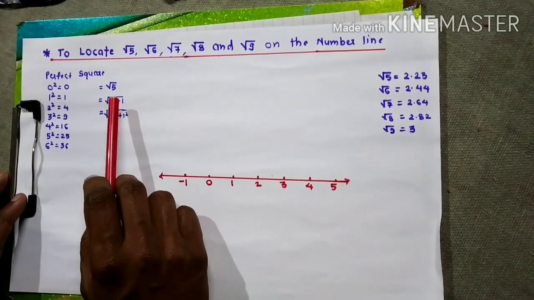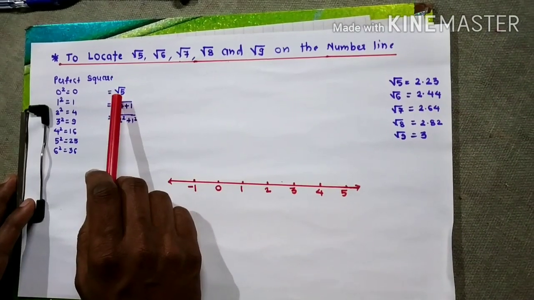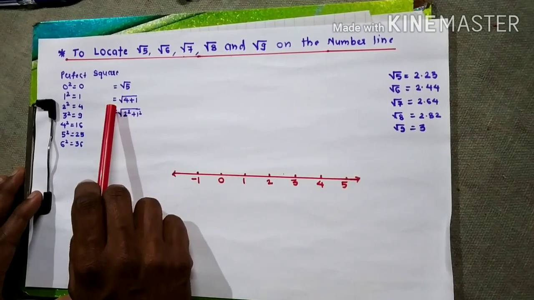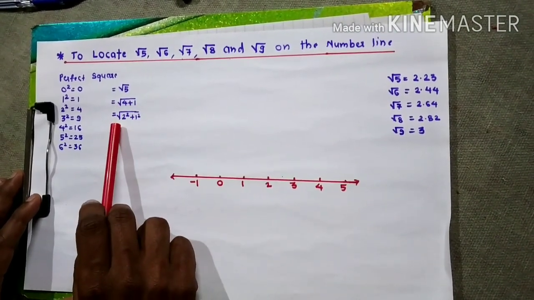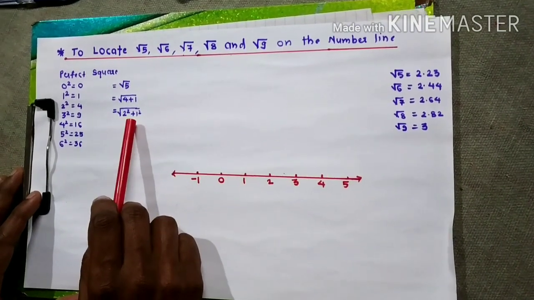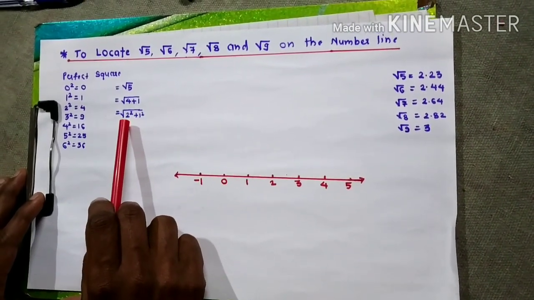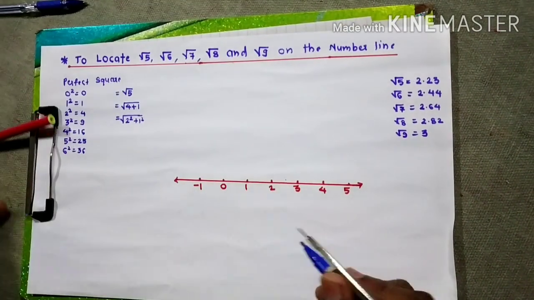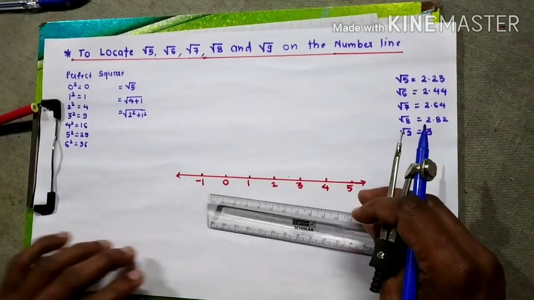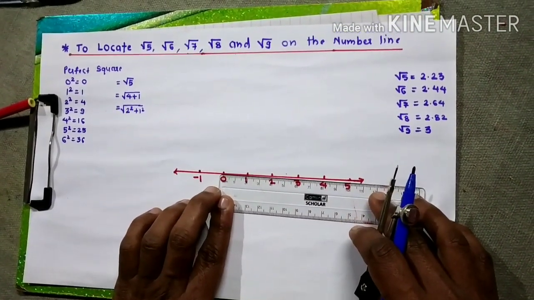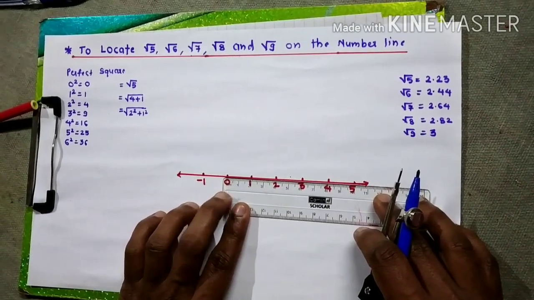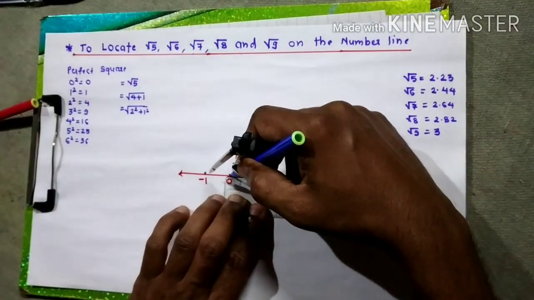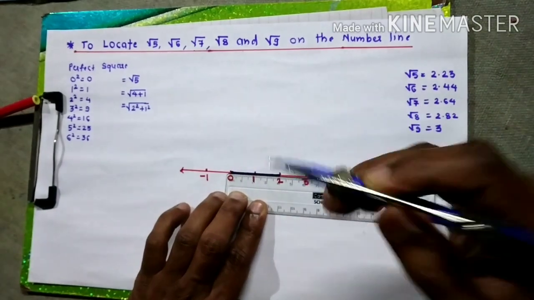Before locating root 5 on the number line, see, 5 is closer to 4. So root 5 can be written as root 4 plus 1, and root 4 plus 1 can be written as root of 2 square plus 1 square. So let us take 2 units as base. I have taken 2 centimeters as 1 unit.